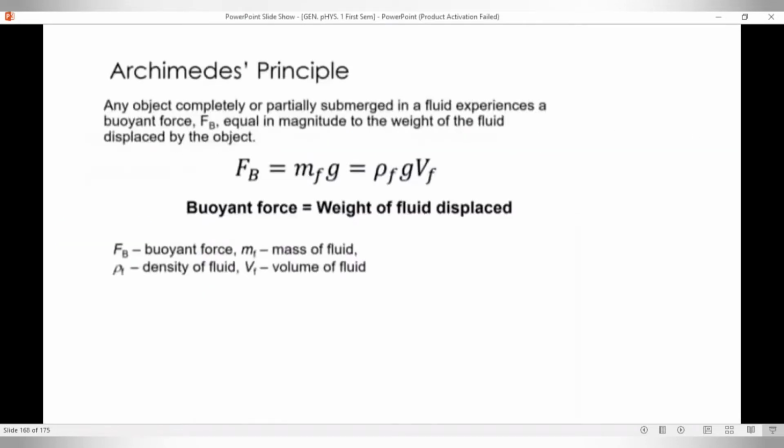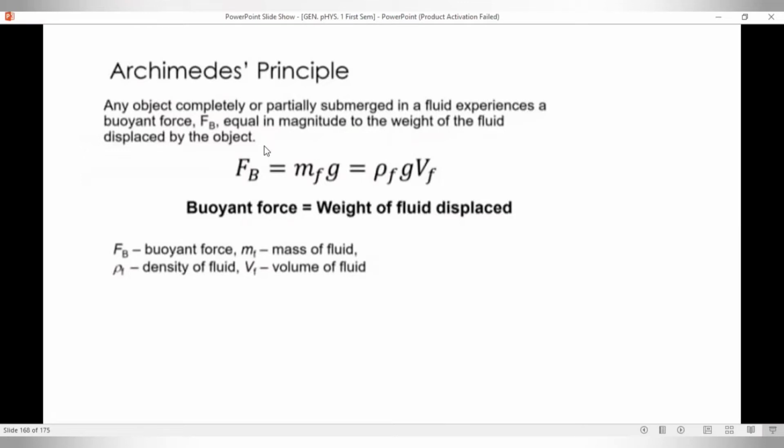So Archimedes principle simply states that any object completely or partially submerged in a fluid experiences a buoyant force, which is equal in magnitude to the weight of the fluid displaced by the object. Any object, either submerged or partially submerged, ang sabi po ni Archimedes, that object will experience buoyant force equal to the magnitude of the weight of the fluid displaced.